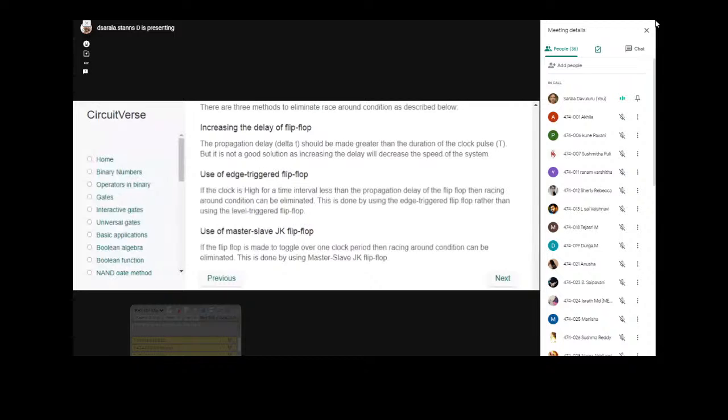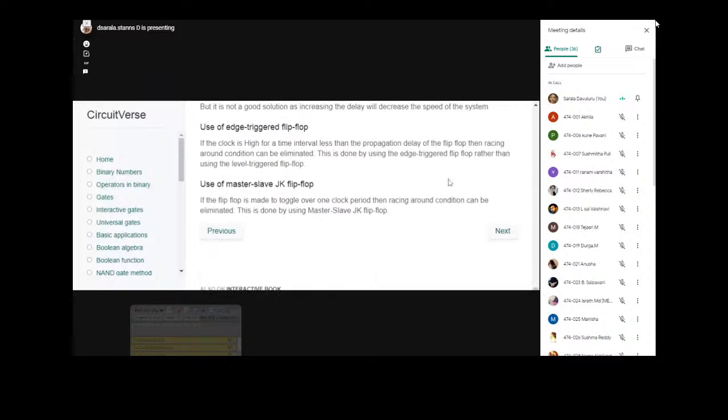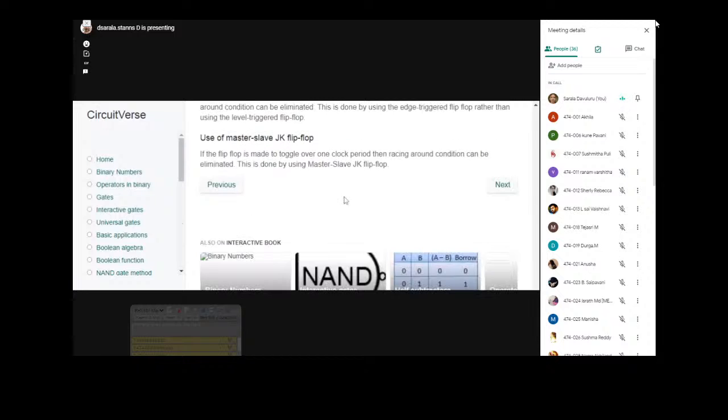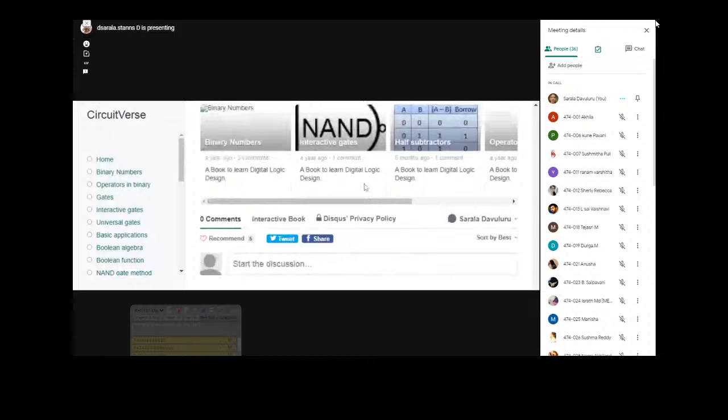Now increasing the time delay is another case. The propagation delay, which was represented by delta T in the figure, should be made greater than the duration of the clock pulse. Then it can be eliminated. But by increasing this propagation delay, the race around condition may be eliminated, but there is a possibility of delay. Delay definitely will come. Then with the use of a master-slave flip-flop, the race around condition can be completely eliminated. Right? So this is how we are doing it.